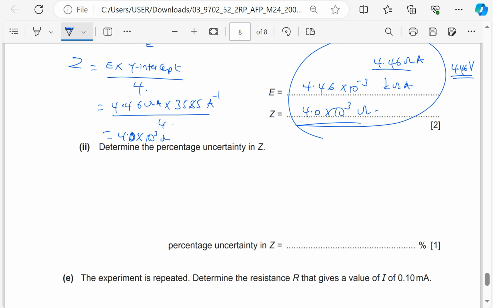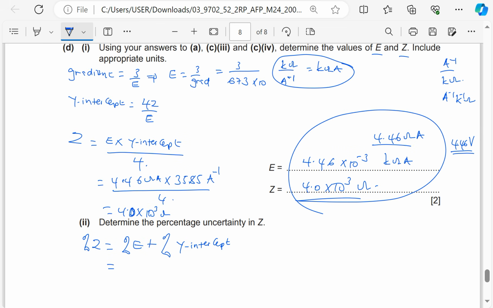Then determine the percentage uncertainty in Z. So note that Z is equal to that. So I will say percentage in Z is going to be percentage in E plus the percentage in the y-intercept. So the percentage in E is going to be the absolute in E. Do I have absolute in E? I have the absolute in the y-intercept, the absolute in E.